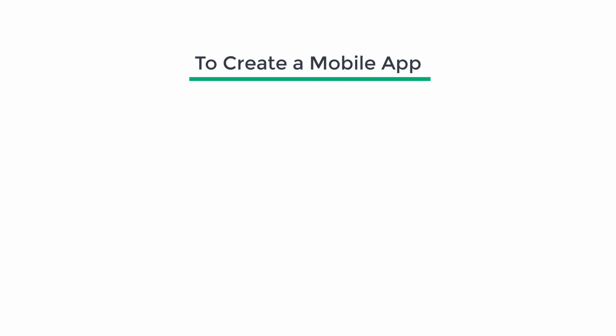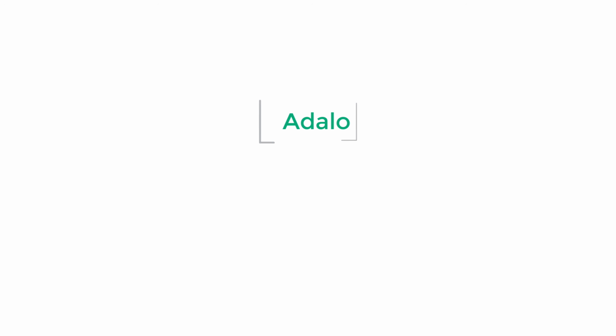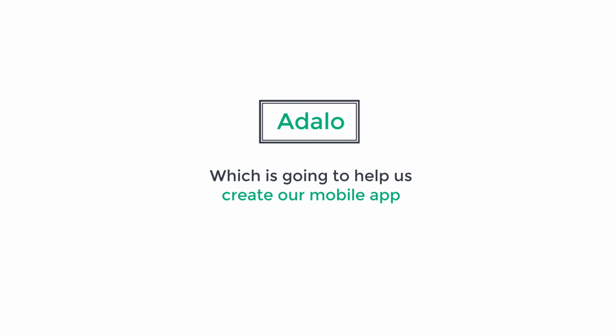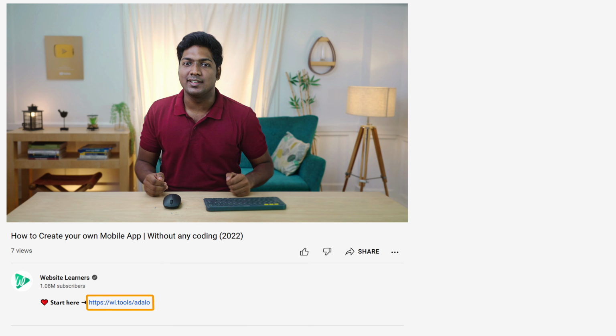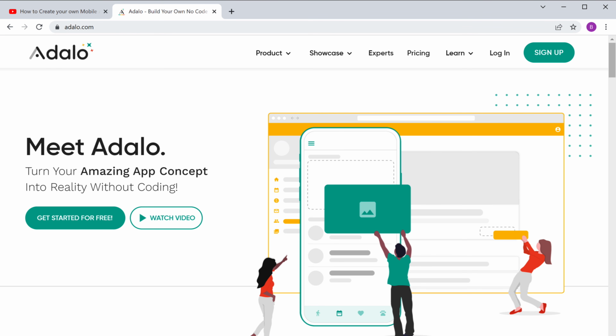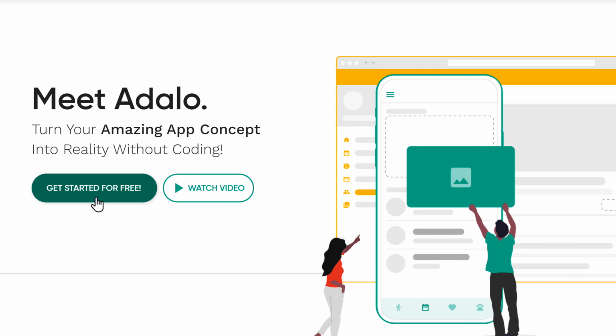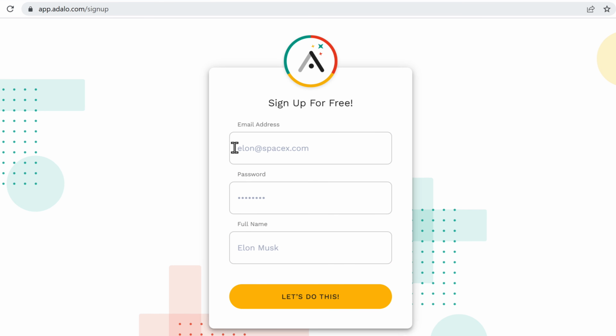Now to create a mobile app, we are going to do 5 steps. The first step is to create an account on Adalo. This is the site which is going to help us create our mobile app. So to create an account, just click the link below this video and it will take you to this site. Now click Get Started. Fill up these details. Then click here.